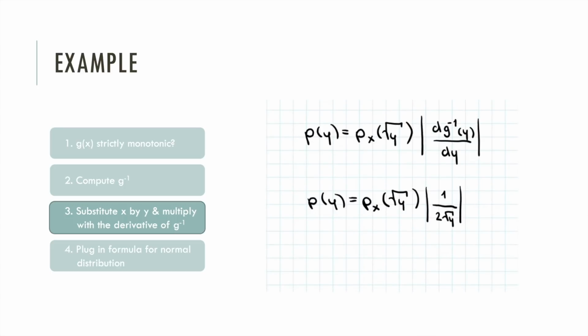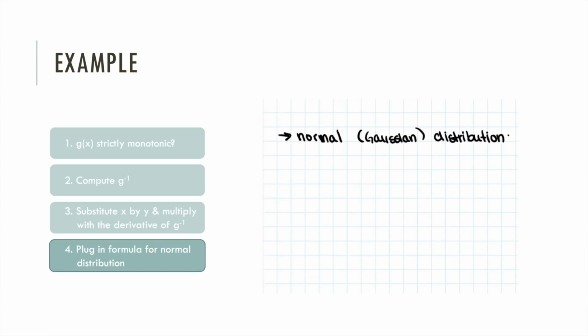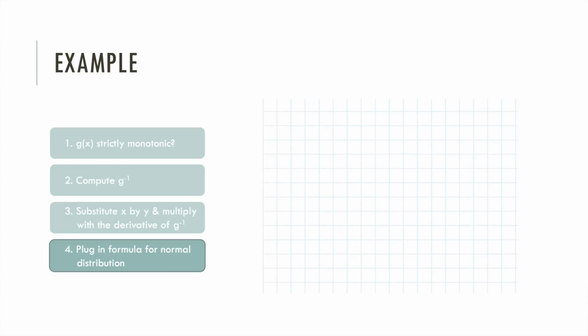Now to define p of y, we plug in the value we calculated in step 2 into px and multiply this with the derivative of that value. So in step 4, we assume that our example is normally Gaussian distributed, and we express this with this function. X is later to be substituted with the inverse function that we calculated. So we express p of y with p of x and the inverse function multiplied with the derivative.